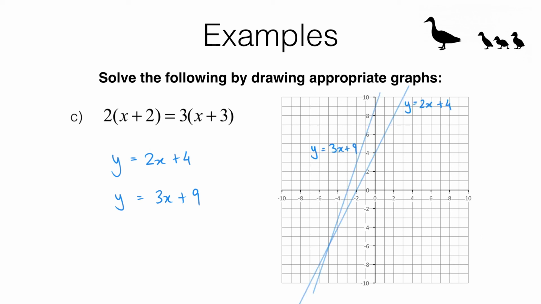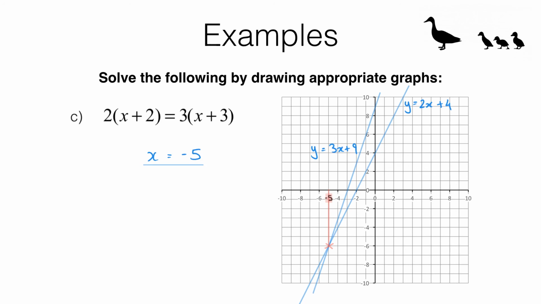Here's what you should have found. Here are the two lines that we needed to plot. They intersect at this point here. So the x value that satisfies this equation is simply going to be -5. So I write my solution as x equals -5.